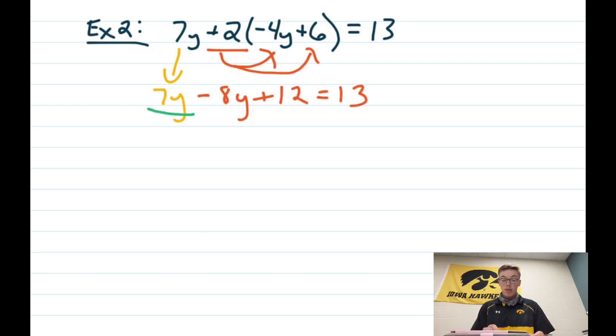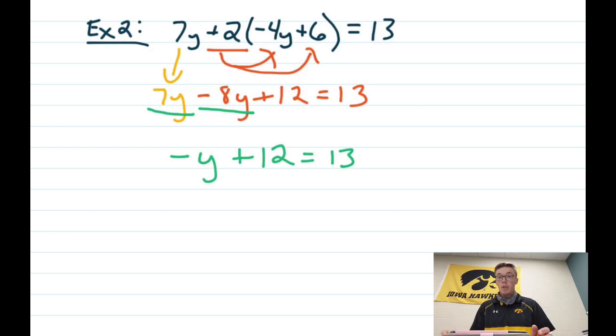We're going to combine the 7y and the negative 8y together. 7y minus 8y is a negative 1y, or a negative y. So that's what's left there. And then we're going to have the plus 12, and then it's going to be equal to 13.